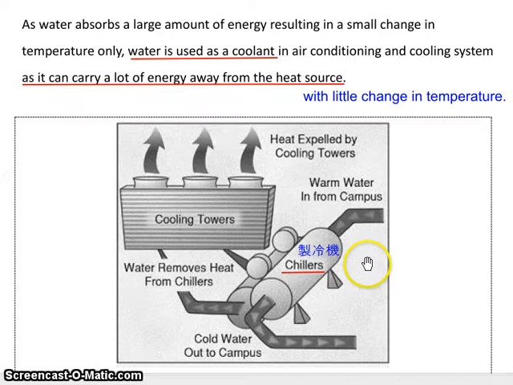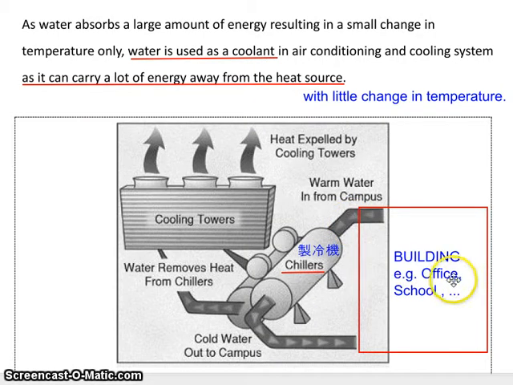The following diagram shows you the use of water as coolant. First of all, the warm water which carries heat from the heat source, such as from the office or from the school, is transferred to the chiller, where the hot water will transfer the heat to the water in the cooling system, so that the heat can be transferred to the surroundings in the cooling tower. And in the chiller, the warm water becomes cold water. This cold water will then go back to the building and carry the heat energy away.